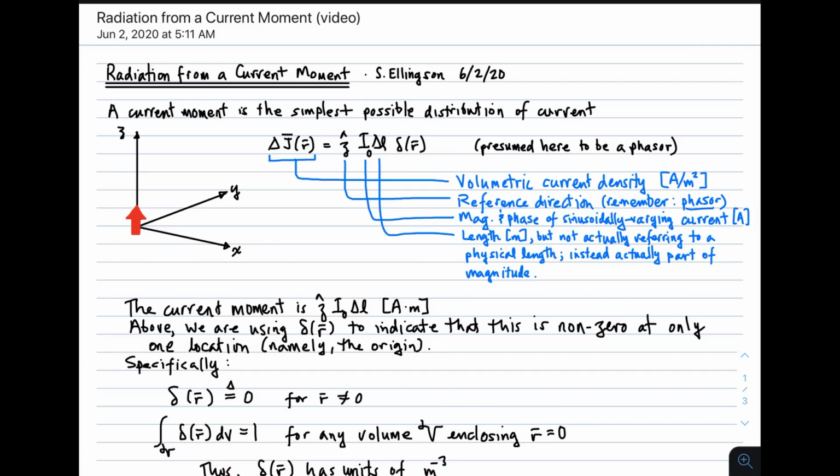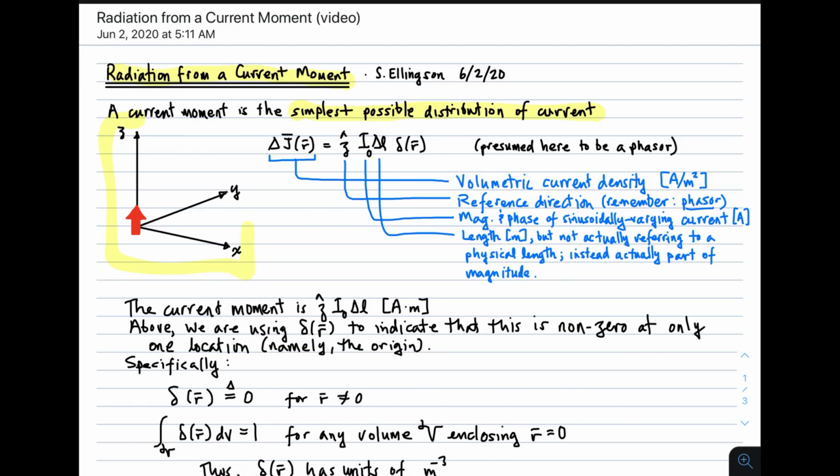Hello, and welcome to a lecture on radiation from a current moment. A current moment is the simplest possible distribution of electrical current. If we understand the radiation from the simplest possible distribution of current, then we can represent any other distribution of current as a superposition. If you do not feel confident in your electromagnetic theory, don't worry, this is actually quite simple, and I will walk you through it.